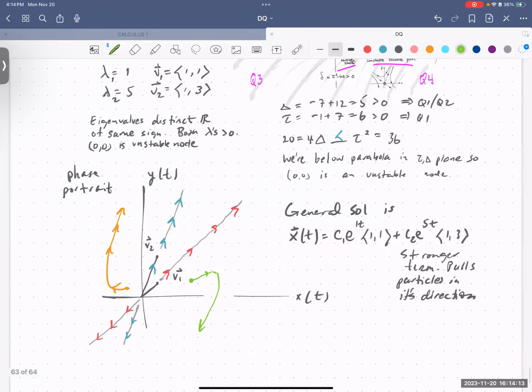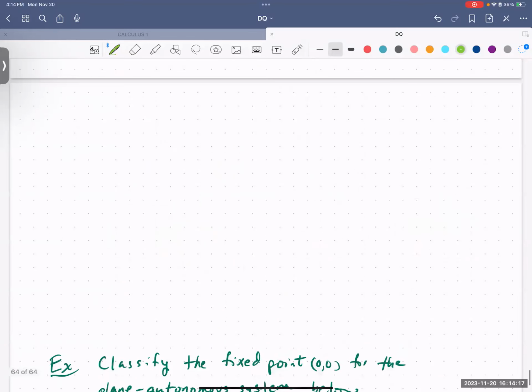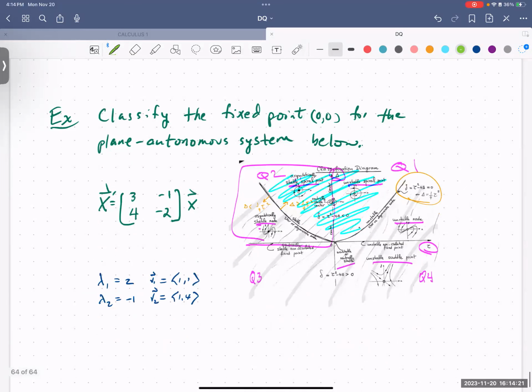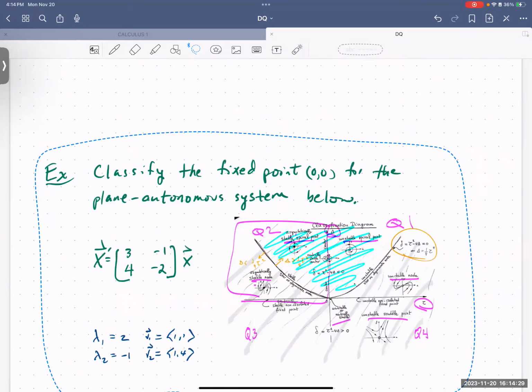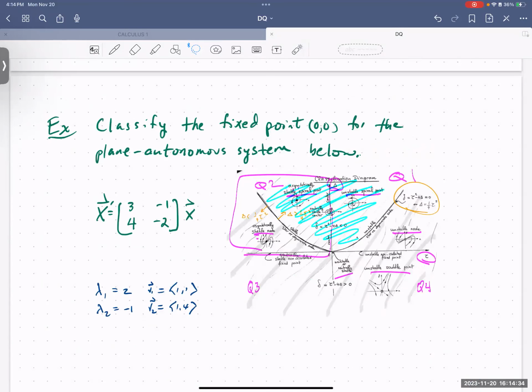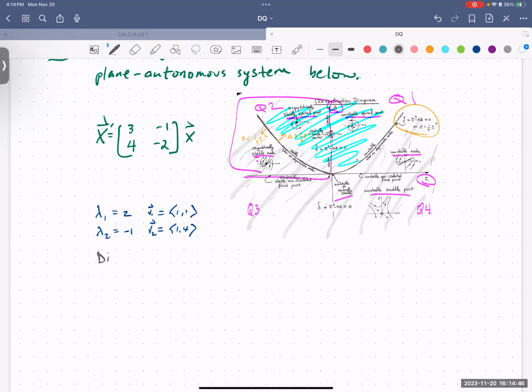All right, let's work through one more, and hopefully a touch quicker, just to save y'all some time. Here we have another phase autonomous system. Here are its eigenvalues and eigenvectors. Notice the eigenvalues are distinct real this time again. Distinct real eigenvalues of opposite signs will classify 0, 0 as a saddle.